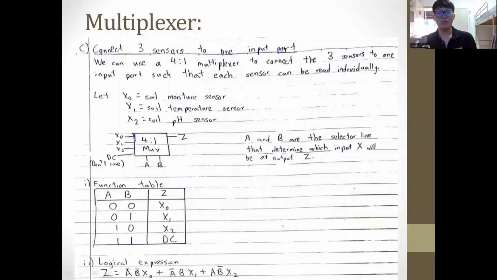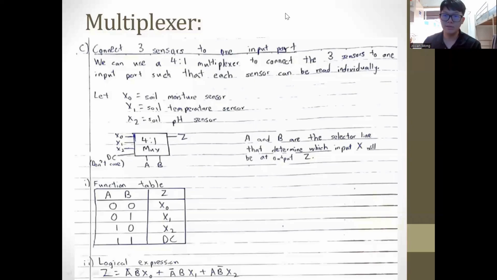Next, to connect the 3 sensors to one input port such that each sensor can be read individually, we are using a multiplexer. As you can see, the 3 sensors are connected to a 4-to-1 multiplexer, and we can actually select whatever sensor that we want to read using the selection lines A and B.